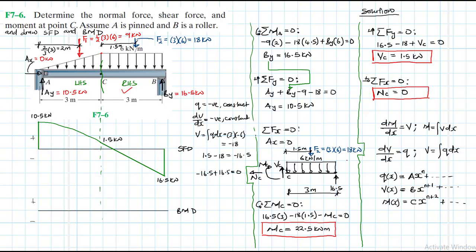So this part is positive and this part is negative. All right, you need to mind about these points. We have this point here, which is 1.5.